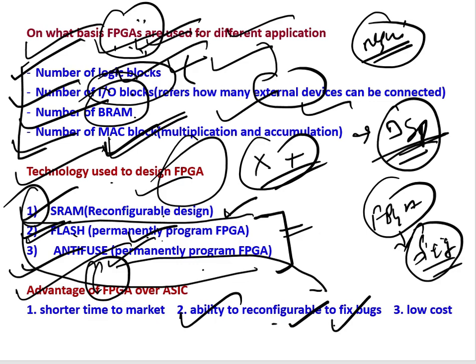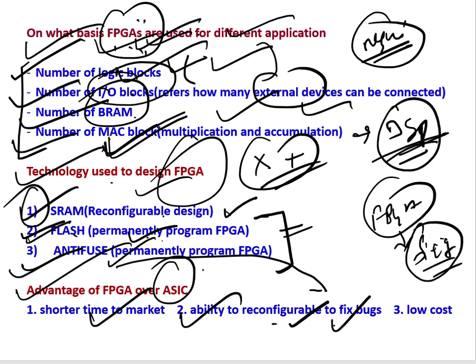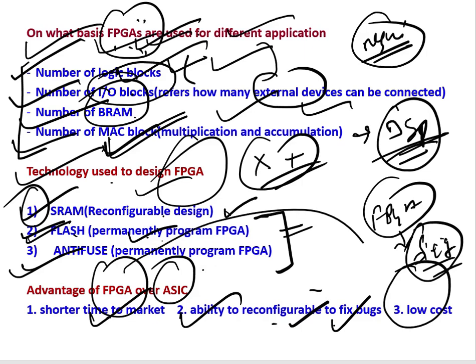The second one is shorter time to market. FPGA has a shorter time to market because ASIC is a very long process, like fabricating the hardware or fabricating the IC. So the FPGA design has a shorter time to market. And the third one is low cost. If you want to design with an FPGA, then the cost is less than designing an ASIC, at small scale.